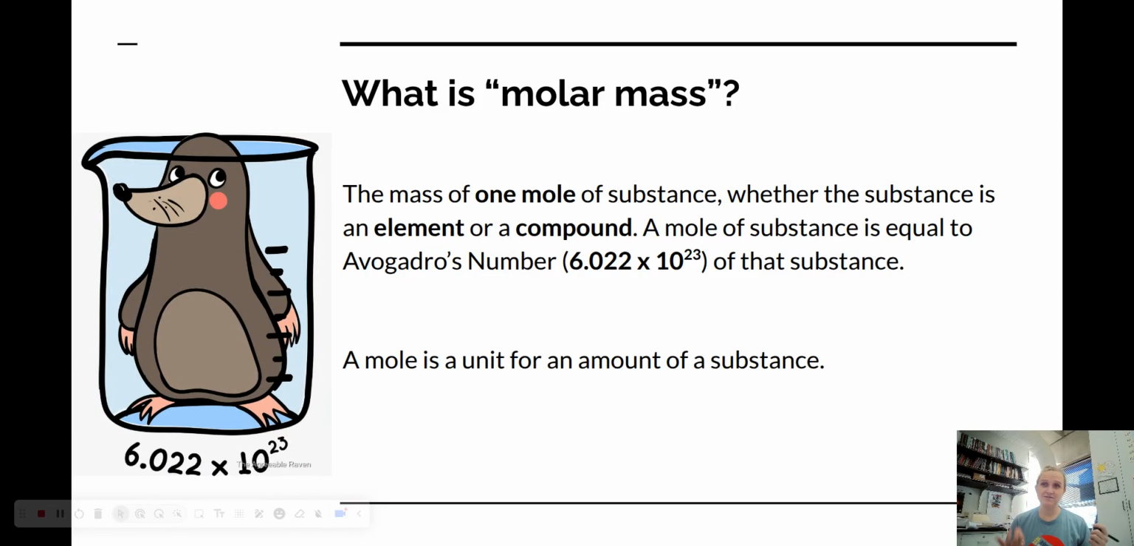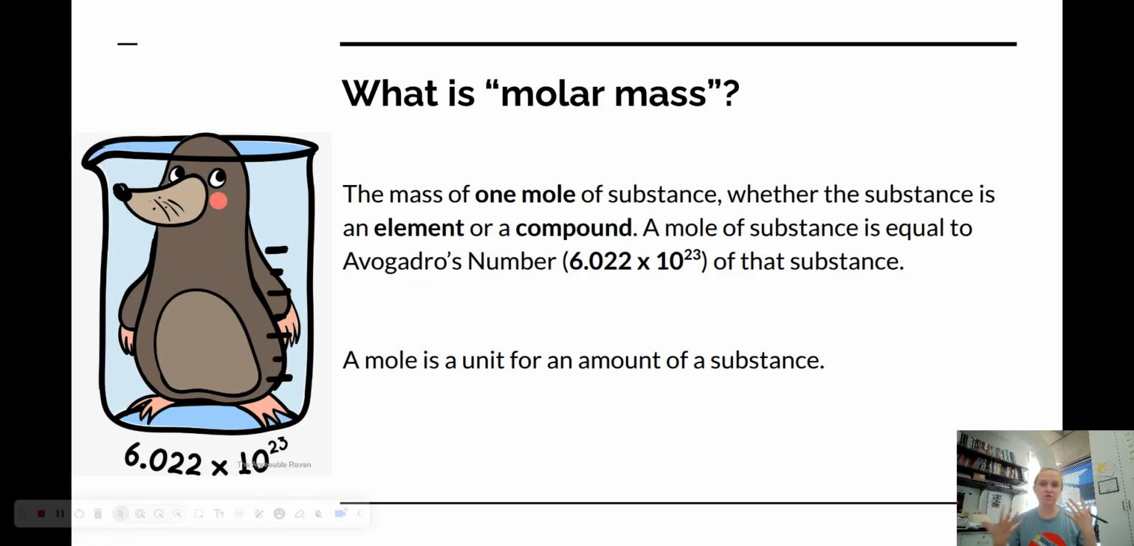So when I say mole, I don't actually mean an animal, like the mole on the screen. A mole is an amount of a substance equal to Avogadro's number. This is a big important number for us. This number is 6.02 times 10 to the 23rd atoms of that substance. So if I have 1 mole of carbon, I have 6.02 times 10 to the 23rd atoms of carbon.